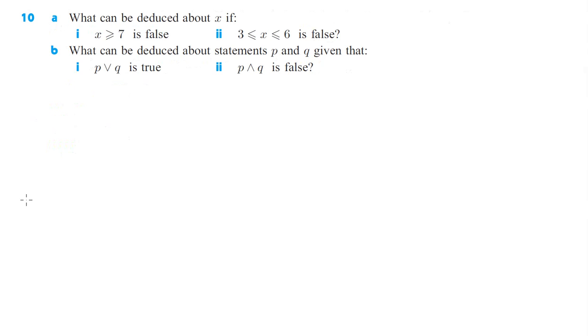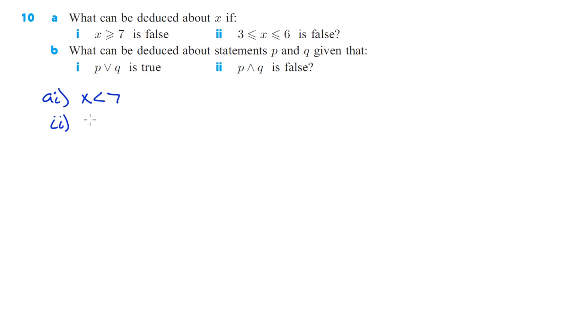Last one, number 10, what can be deduced about X if X is greater than or equal to 7 is false. So if we've got part 1 for A, if X is greater than or equal to 7 is false, that means we can deduce that X has to be the opposite of that, so X is less than 7. Okay, and then for part 2 on that, 3 is less than or equal to X, which is less than or equal to 6, is false.